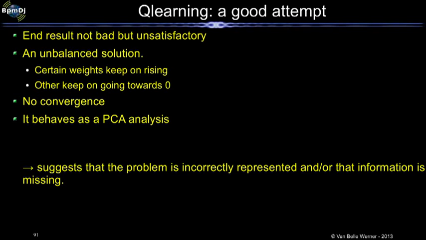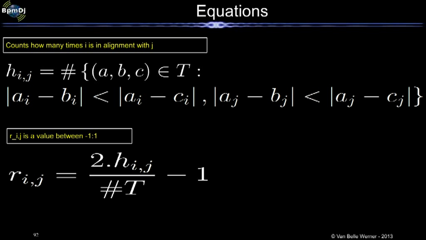Let's get to the meat of the solution now. First, we need to know the cross-correlations between various dimensions. Hig is the number of times the value of A along dimension I is closer to B when the value of A along dimension G is also closer to B. To convert this to a type of correlation, which we will call Rig, we need to bring it in range minus 1 to 1, which is done by taking the size of the dataset into account and translating a 50% hit ratio to a correlation of 0.